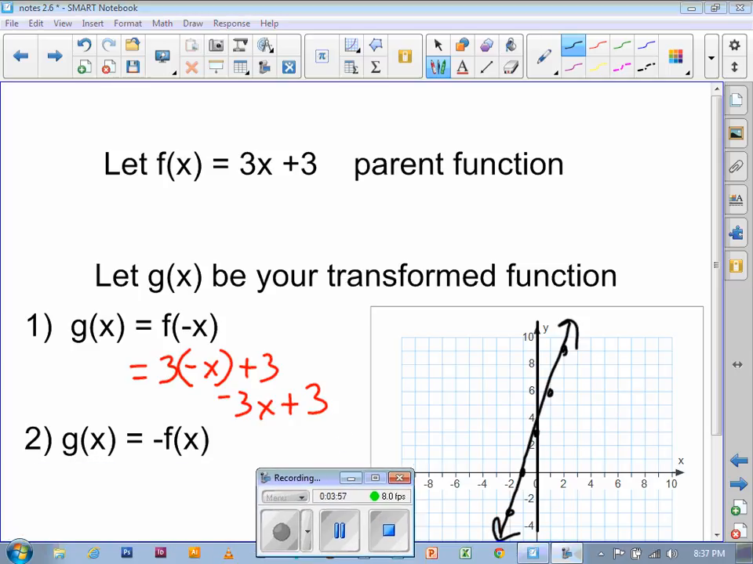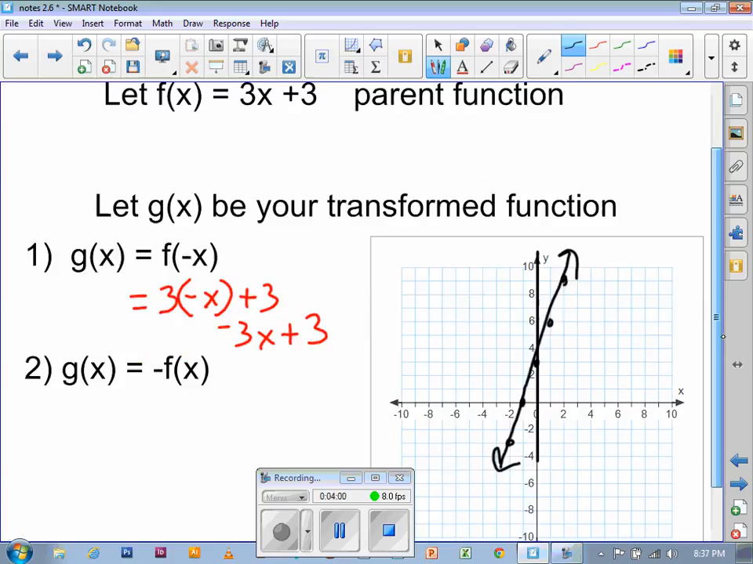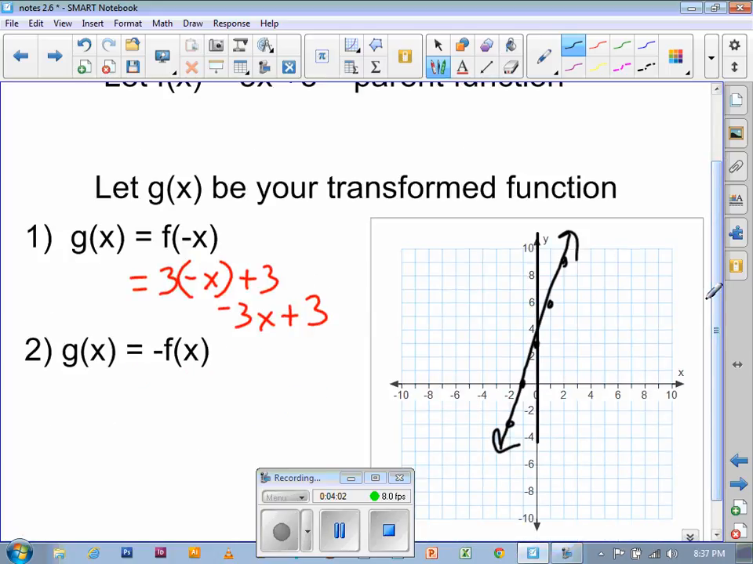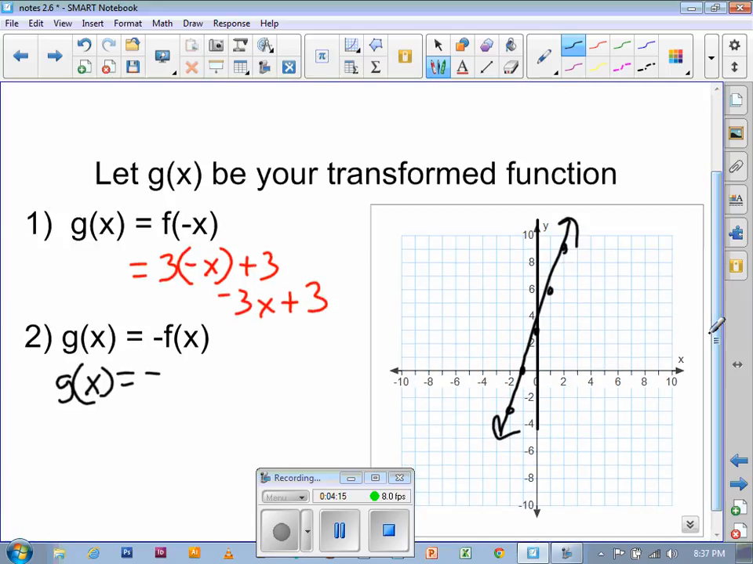Essentially what that means is that you're going to take your parent function, which is 3x plus 3, so g of x equals a negative (3x plus 3) in parentheses, making sure we apply the negative to all the terms in our function. If we simplify that, we end up with a negative 3x minus 3.